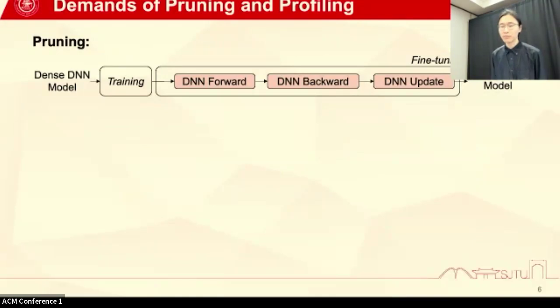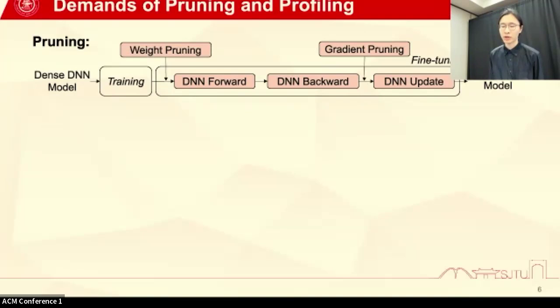And to develop these kinds of DNN tasks, the common demand is shown here. For example, for pruning, this is the training and fine-tuning process of a pruning algorithm. In the fine-tuning process, we have the DNN forward, DNN backward, and DNN update. And the user usually wants to insert some code to perform the weight pruning to get sparse weights, and they also want to prune the gradient after the DNN backward.